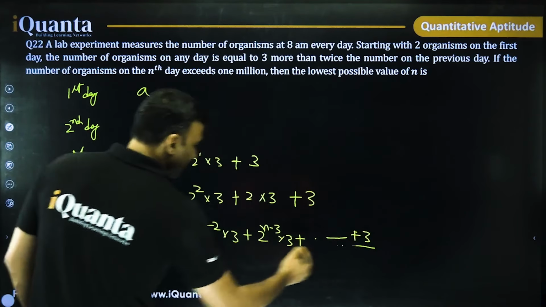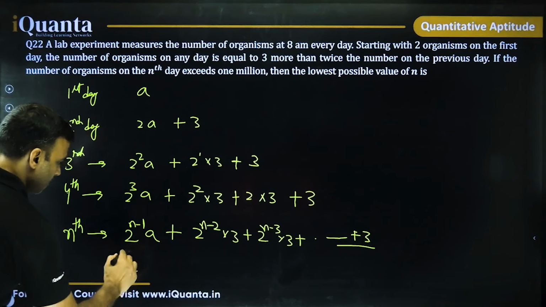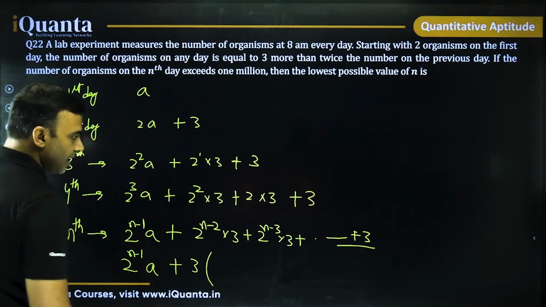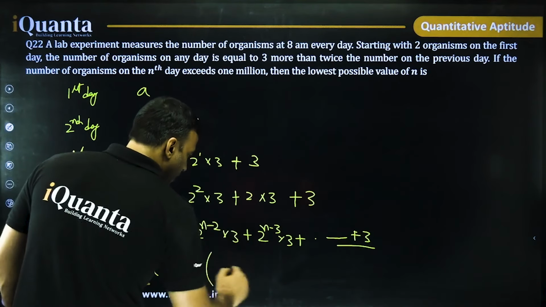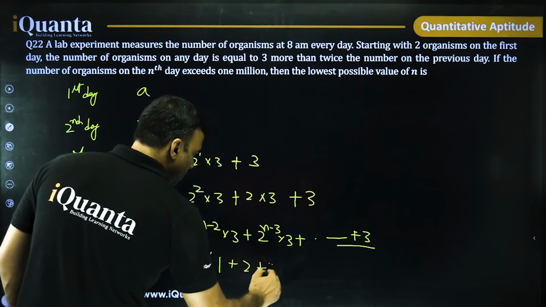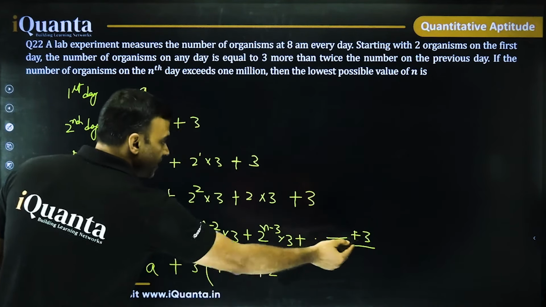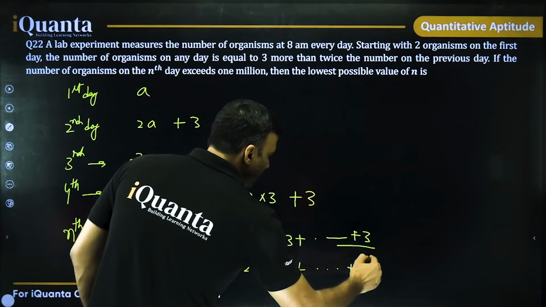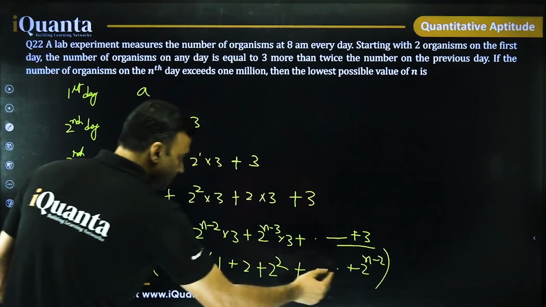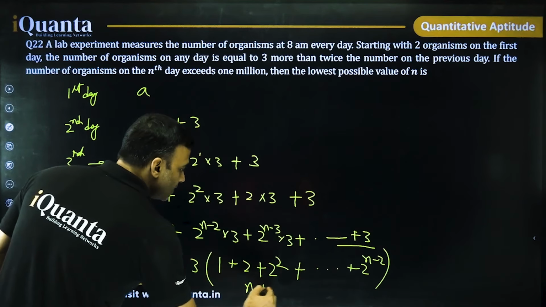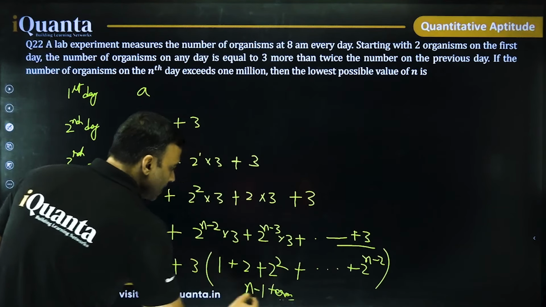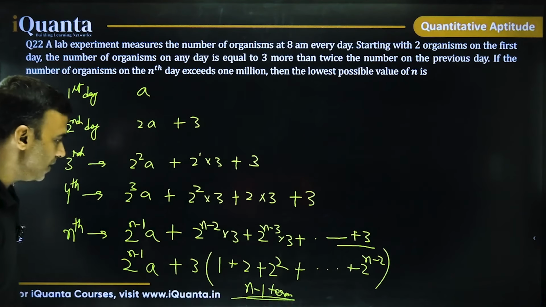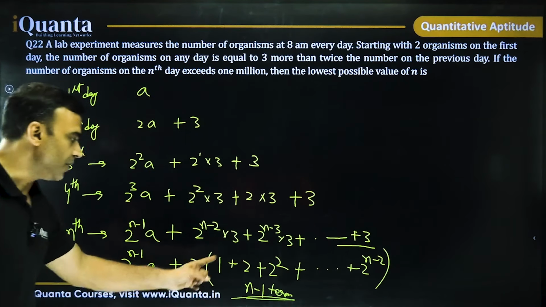So if I take 3 common, this is 2 to the power n minus 1 A plus 3 times, starting from here, 1 plus 2 plus 2 square, and so on. The last term would be 2 to the power n minus 2. And again, this is a point of mistake. How many terms are there? There are only n minus 1 terms. Be careful. It is starting from 2 to the power 0, going to 2 to the power n minus 2. That means n minus 1 terms. And this is a geometric progression. First term is 1, common ratio is 2.